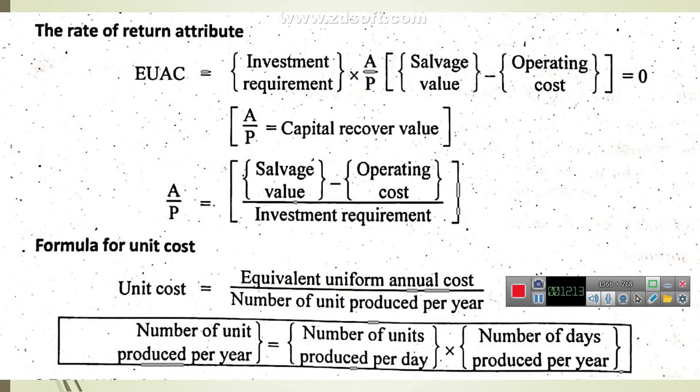Then the rate of return attribute: we can use A by P, salvage value minus operating cost divided by investment requirement. We can use the attribute here. The formula of unit cost is the equivalent uniform annual cost divided by the number of units produced per year.